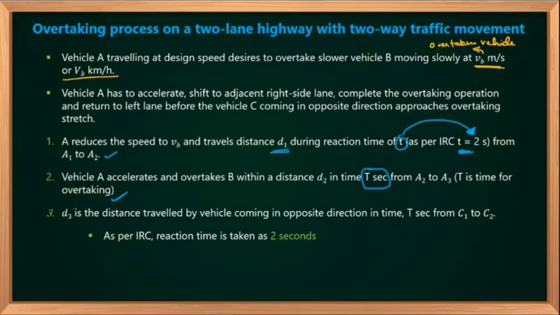Is that clear? Next, opposite vehicle C is coming in the opposite direction, right? That distance is D3. D3 is the distance traveled by the vehicle coming in the opposite direction. In the overtaking time, the accelerating time of A, how much distance has vehicle C covered? That is called D3, in time T seconds from C1 to C3. Is that clear? Shall we proceed?